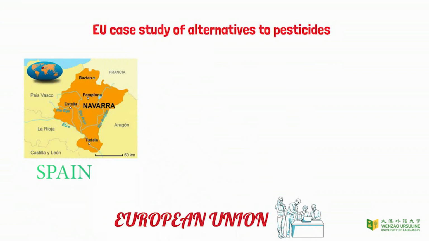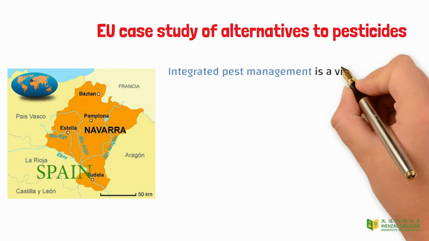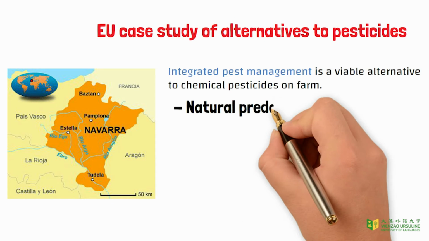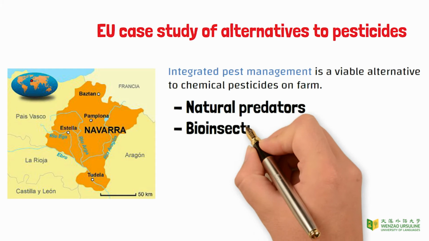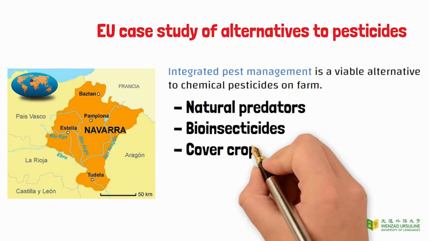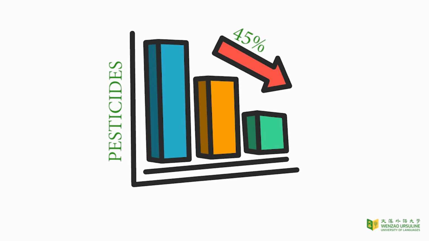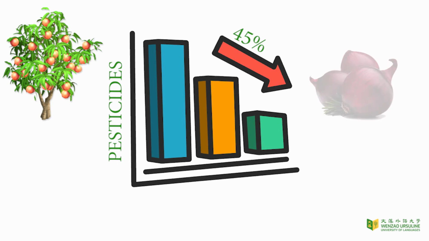Trials in Navarre, Spain showed that integrated pest management is a viable alternative to chemical pesticides on farms. The trials showed that using natural predators, bioinsecticides, cover crops, and other methods enabled a 45% reduction in pesticides used on fruit trees, vineyards, and vegetables.